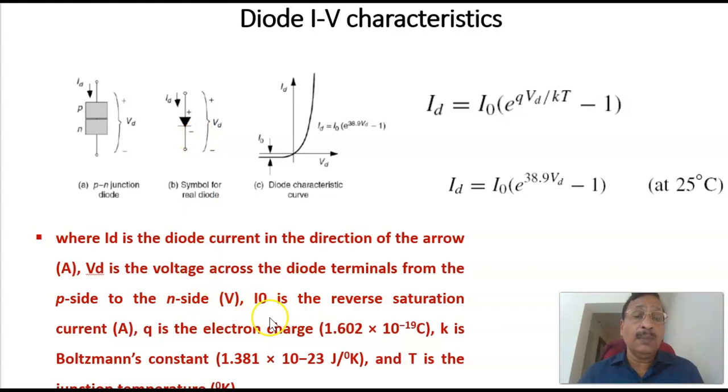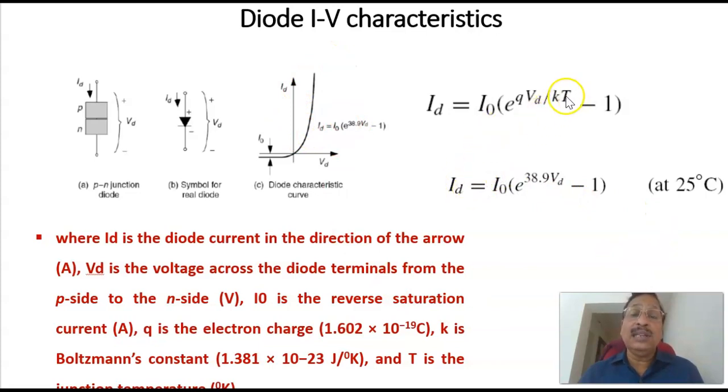I0 is the reverse saturation current in amperes. q is the electron charge, equal to 1.602 into 10 raised to minus 19 coulombs. k is the Boltzmann constant, equal to 1.381 into 10 to the power of minus 23 joules per degree Kelvin. T is the junction temperature in degrees Kelvin. Therefore, this is the equation relating the current through the diode and the voltage across the diode in the forward bias case, the diode current equation.